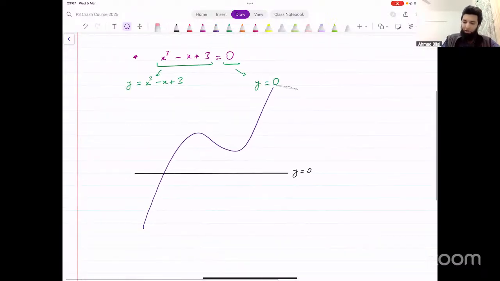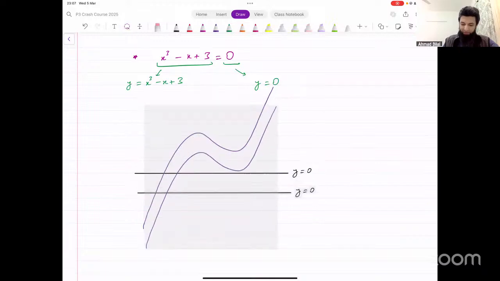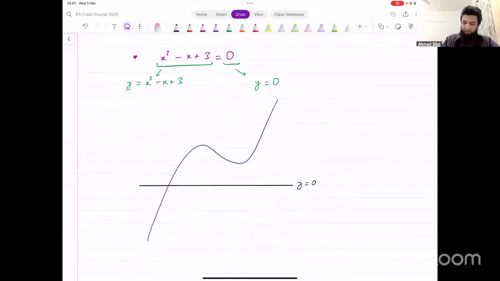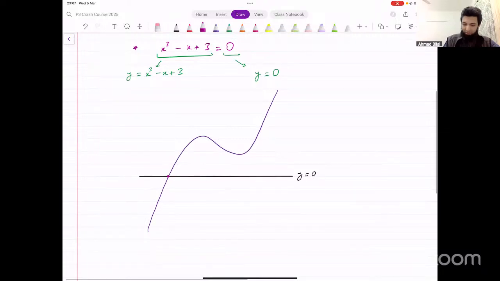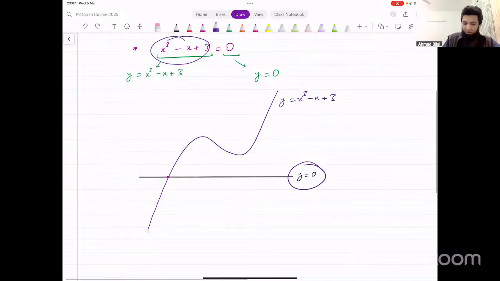Now we have a cubic function and we have a straight line y equal to 0. They are intersecting at one particular point, and that is this point here. That's the solution of this equation. Now, this graph represents y equals x cubed minus x plus 3. This is the function on the left side, and y equal to 0 is the straight line. The point of intersection of these two functions is going to be the solution of this equation.